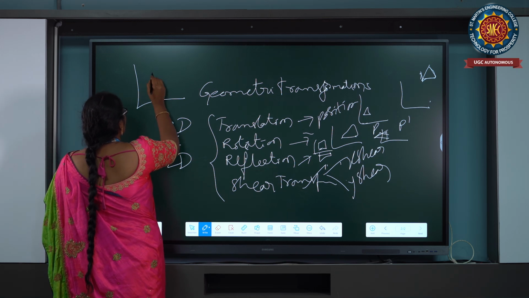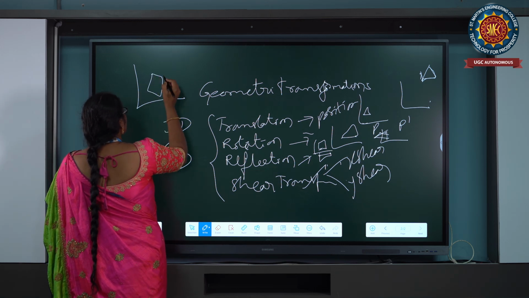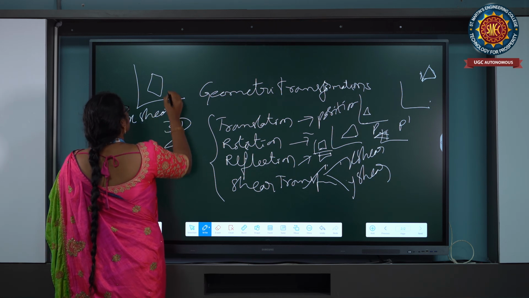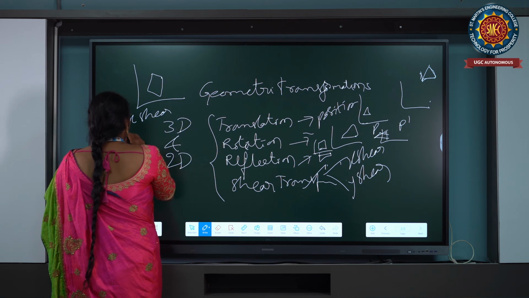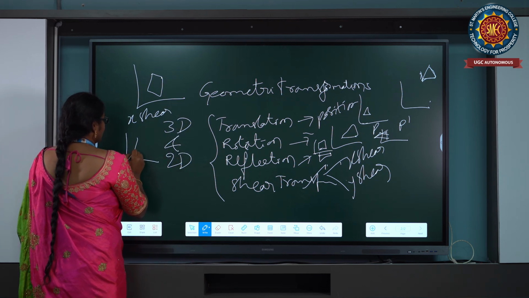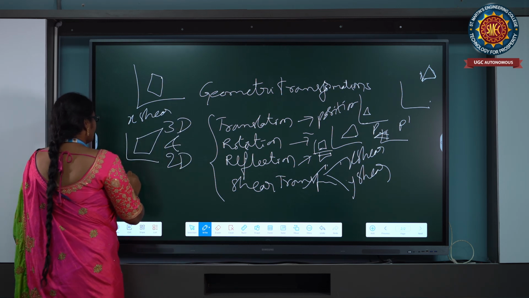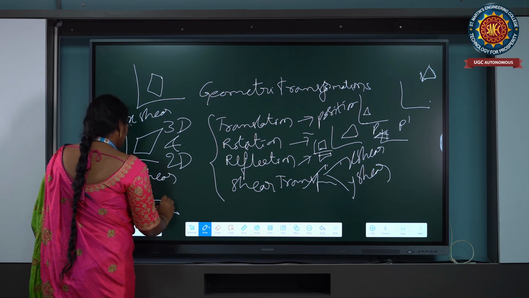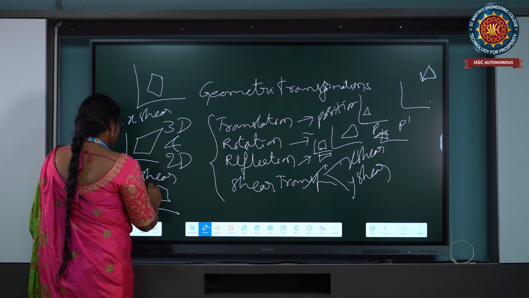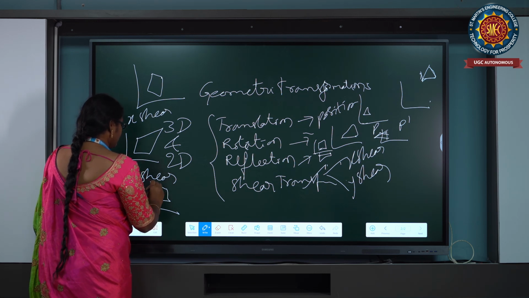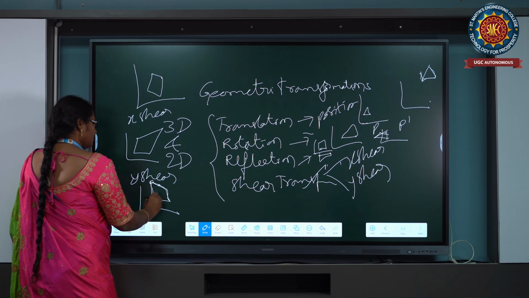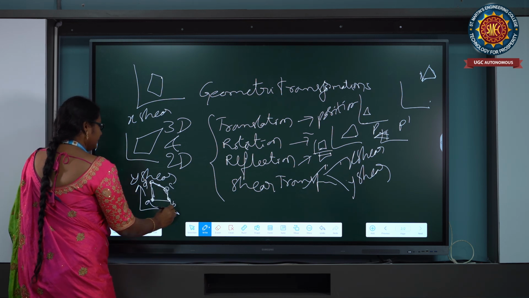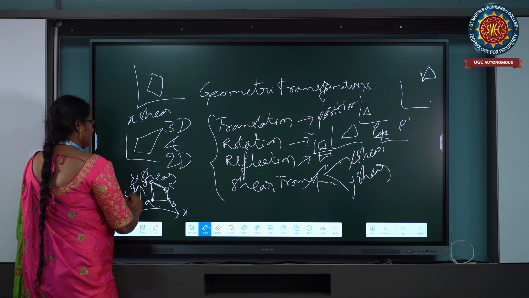In x shear transformation, for example, take the object. You can take the coordinate and change it towards the x direction. Next, in y shearing transformation, you can change the object towards the y direction. These are the basic coordinate points in an x y plane.